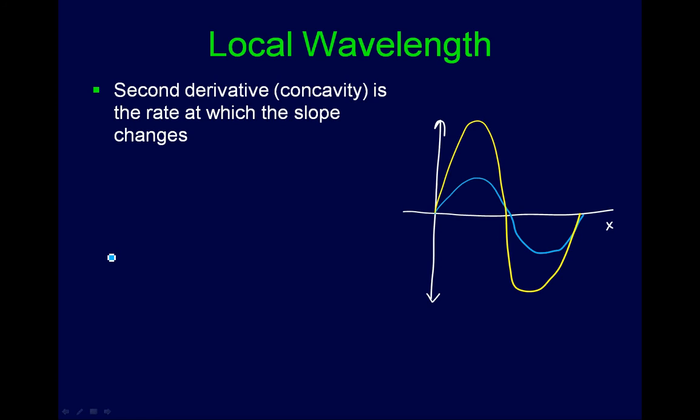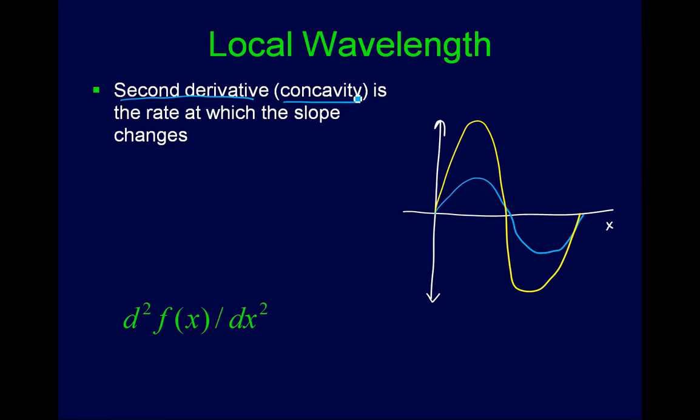The next thing we want to do is try to be able to describe the wavelength, or better yet, the curvature of our function from the functional form itself. And so the way that we're going to approach that is to look at the second derivative. The second derivative gives us the curvature or the concavity, which is the rate at which the slope changes. So we can start with that.